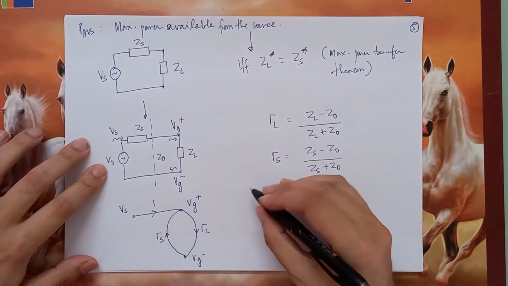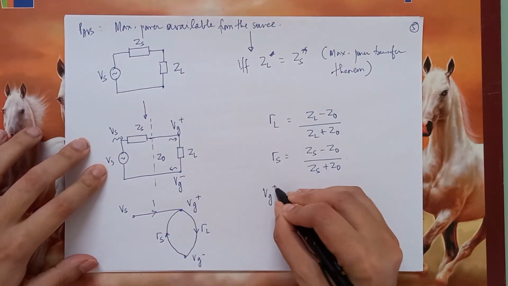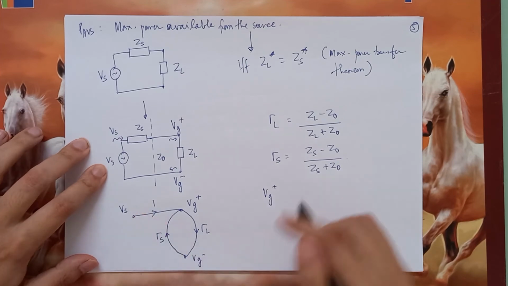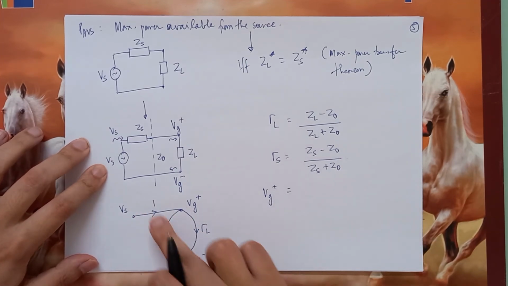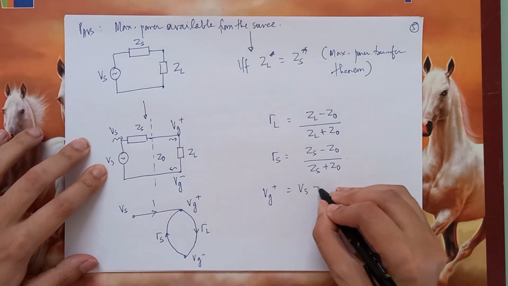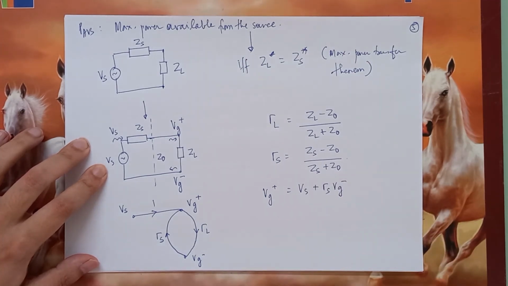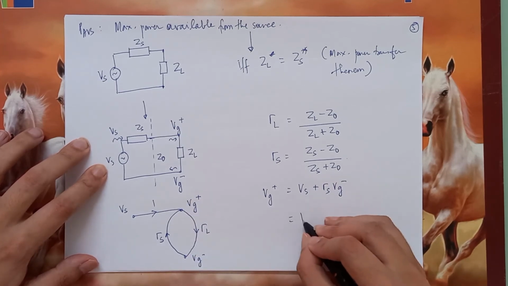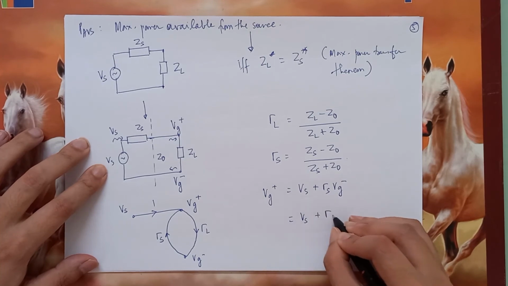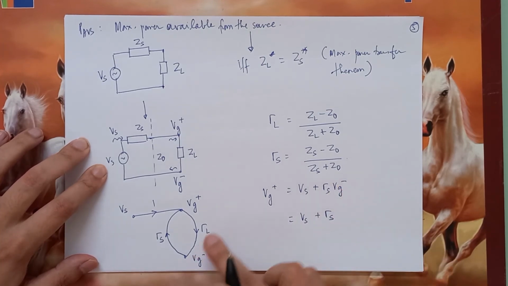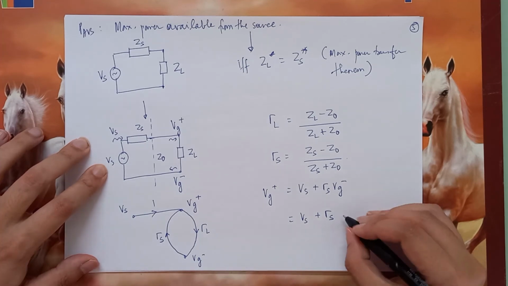So we can write an expression for Vg plus, which is actually the sum of these two branches, that is nothing but Vs plus gamma s times Vg minus. At the same time, I can write an expression for Vg minus using Vg plus. So Vg minus is gamma L times Vg plus.